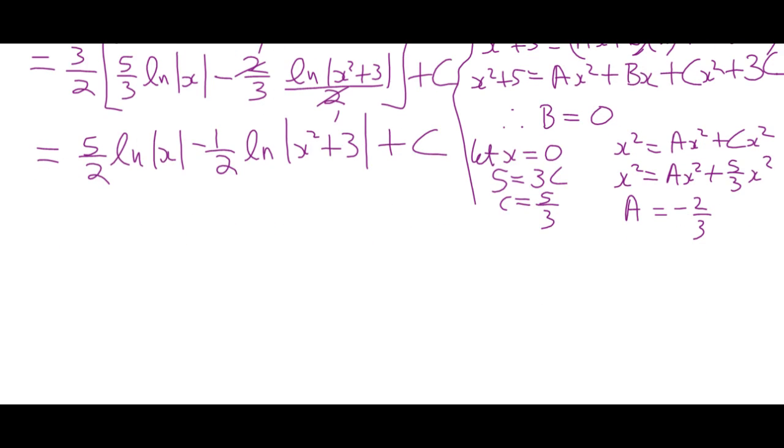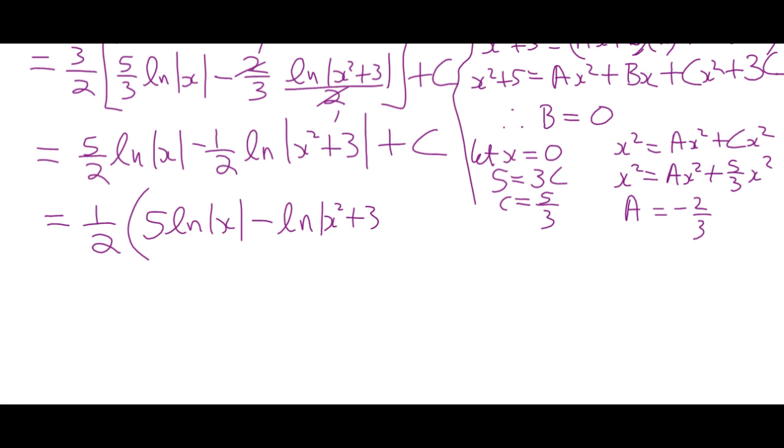Okay? And so if you like, you could go 1/2 times 5 ln absolute value of x. You probably should do this, right? Then factor out the half. Minus the ln of the absolute value of x squared plus 3 plus c. Yeah, you really have to.